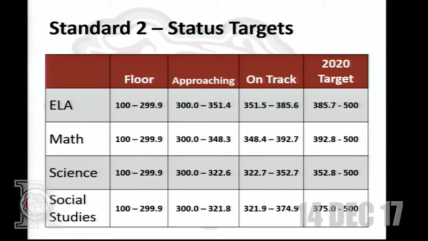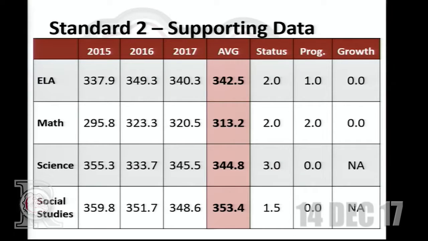You can see the performance targets here for floor, approaching, on-track, and 2020 target. And we have the same supporting data. Now, since this is a smaller group, instead of each subject being worth 16 points, each subject is worth 4 points. Our 3-year average for ELA is 342.5, with 2017 being 340.3.